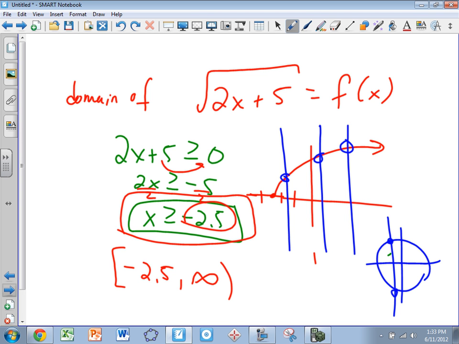Okay, so we're good on that? Because they're going to ask you a question about that. You just have to know the vertical line test.